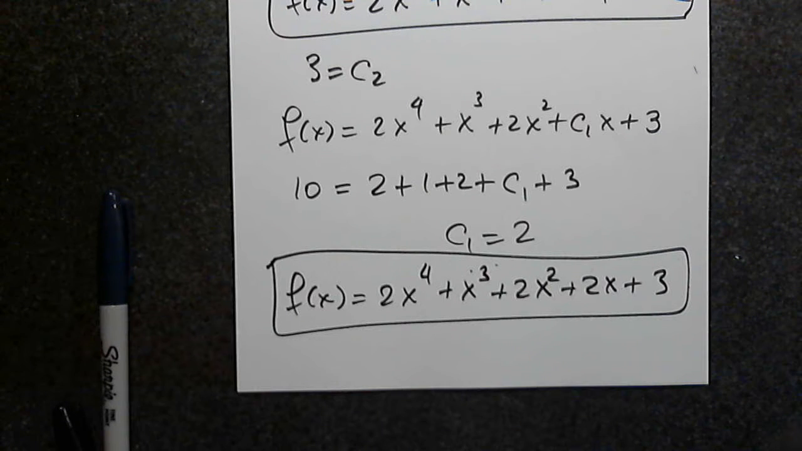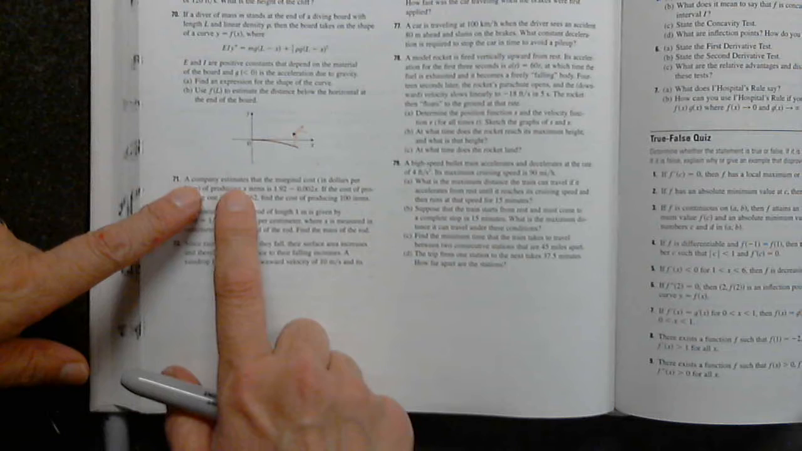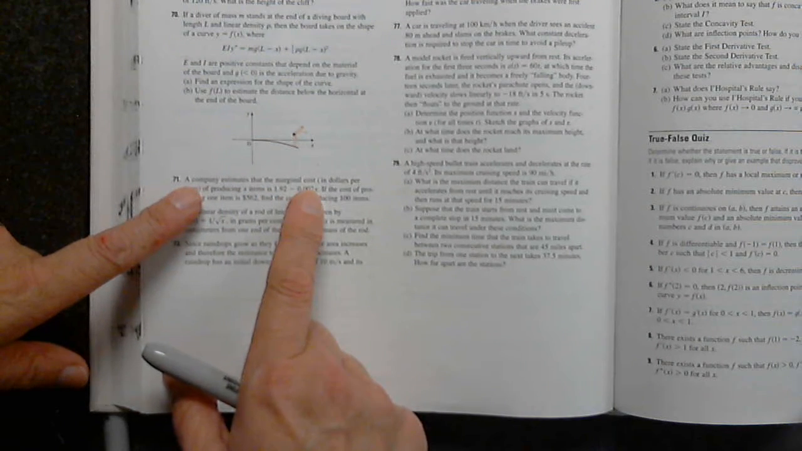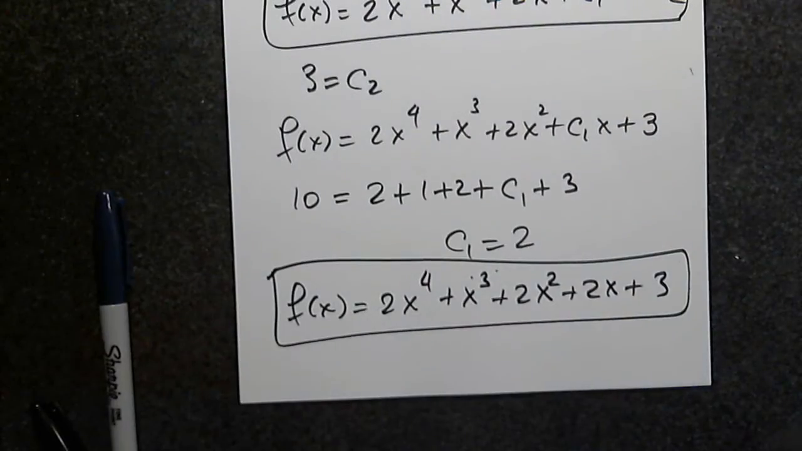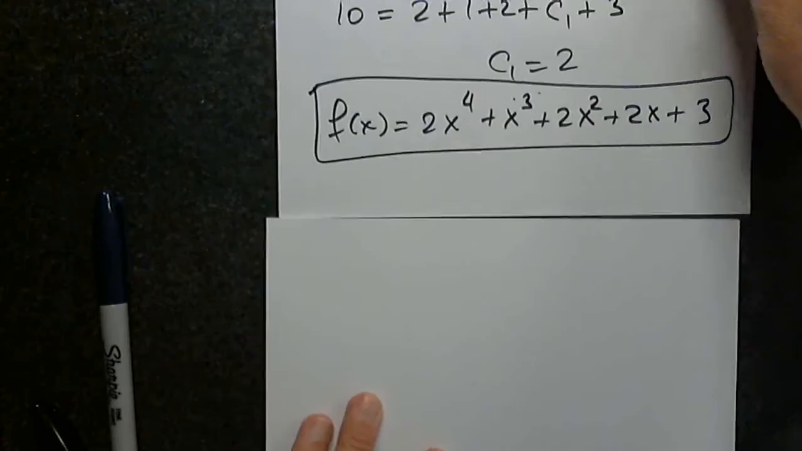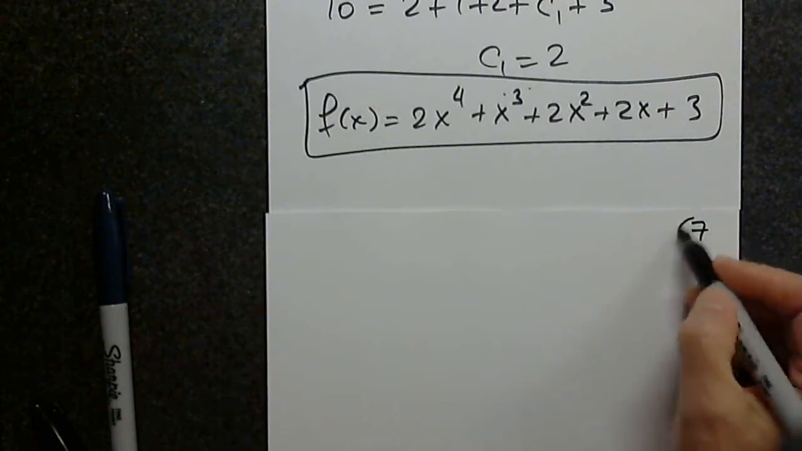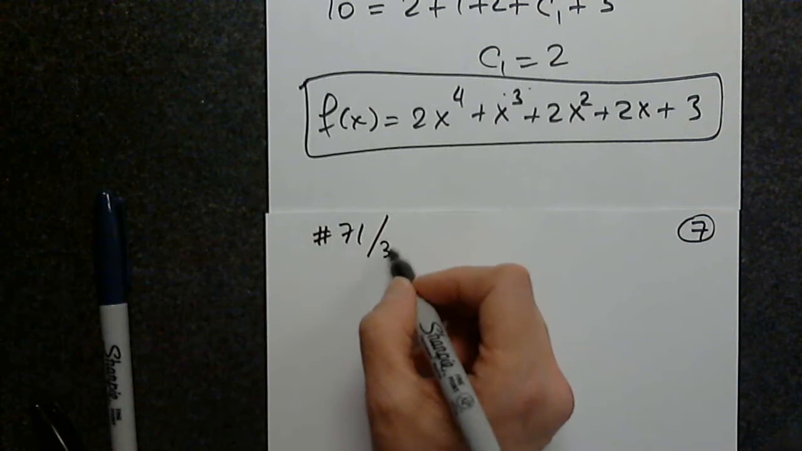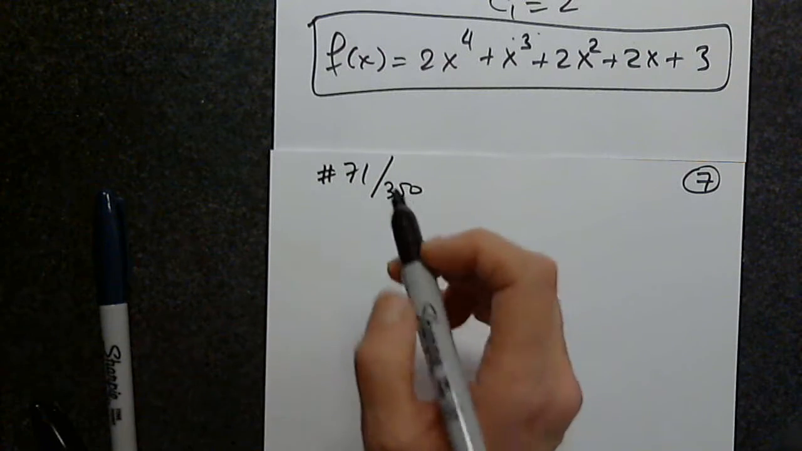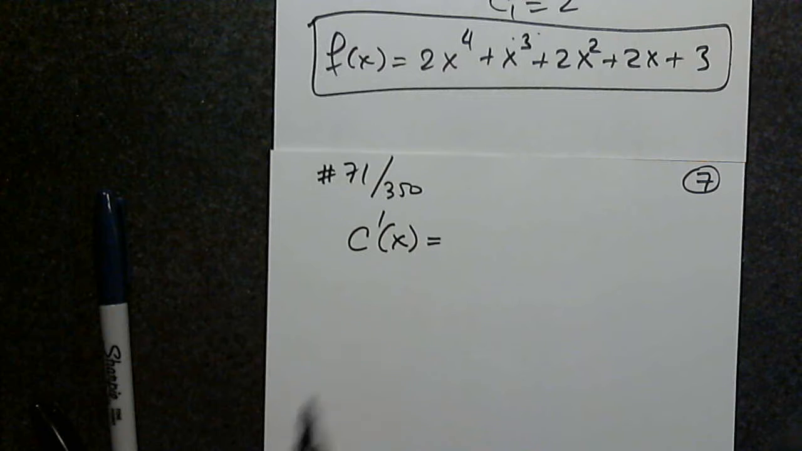Okay, I would like to look at the word problem and see how this is helpful and why. Something that we've seen before. A company estimates that the marginal cost in dollars per item of producing x items is this. So the marginal cost is what, basically? What is the definition of the marginal cost? And this is 71 on page 350. What is the marginal cost? Cost required to. Right, but the derivative, that's all I wanted you to say. The marginal cost is the derivative of the cost function.